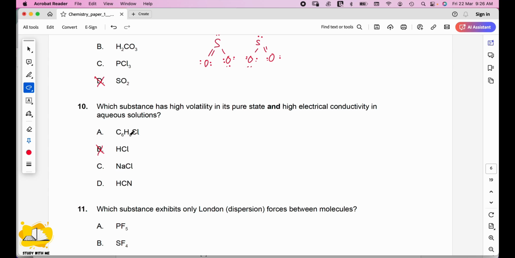And chlorobenzene is moderately volatile. And what about HCN? Now we compare between HCl and HCN. These two are very easy to evaporate, but there is a difference between them. HCN has hydrogen bonding, so the HCN molecules are held tightly by hydrogen bonding, but not HCl. So HCl will evaporate more easily than HCN.